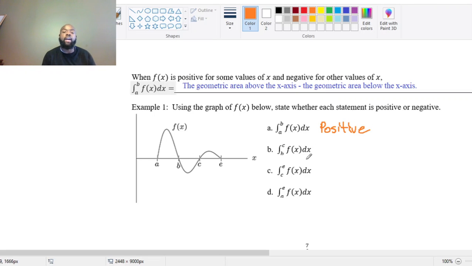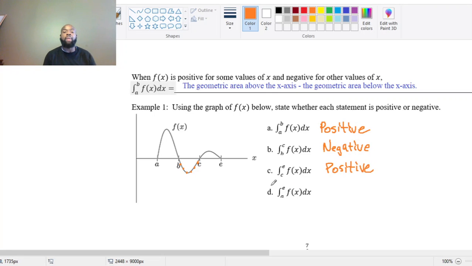From b to c, right? Notice we always go from low to high, right? The integral from b to c is completely below the x-axis, and so that is going to be a negative integral. It's going to make that area negative because all of our y values, when we do our rectangles, are going to be negative values if we were to use our left and right hand sums. The integral from c to e of f of x dx, well, that's completely above the x-axis, and so that will be a positive value.